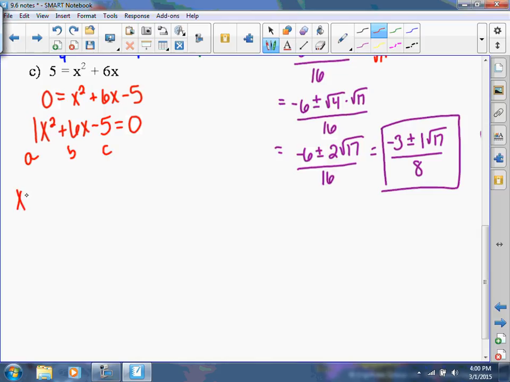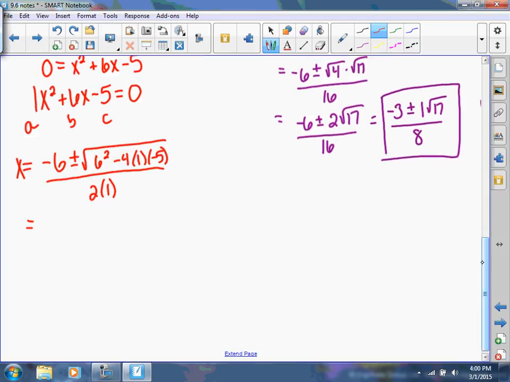So now I'm going to substitute. x equals opposite b, so negative 6, plus or minus the square root of b squared minus 4 times a times c. So make sure you get the negative with the 5 there, all over 2 times a. And then we simplify. So negative 6 plus or minus, then I'll have 36. Say 4 times 1 is 4, times negative 5 is negative 20. So minus a negative 20 is plus 20, all over 2.